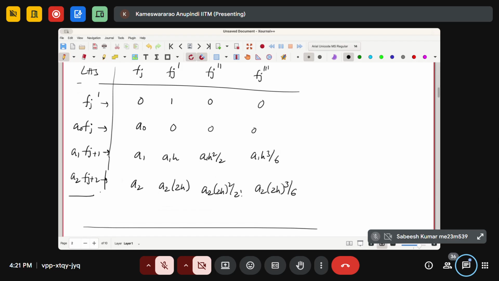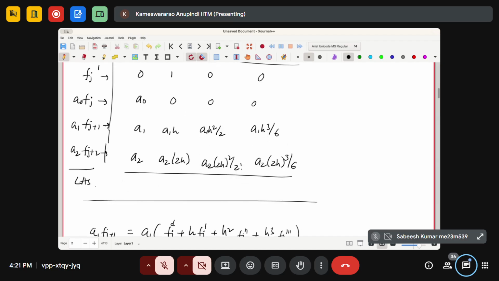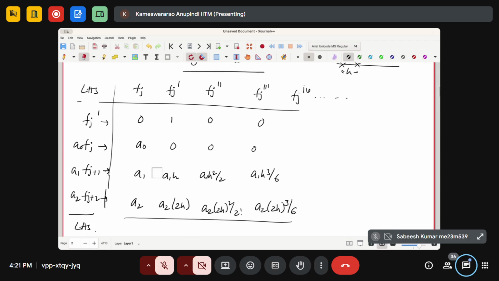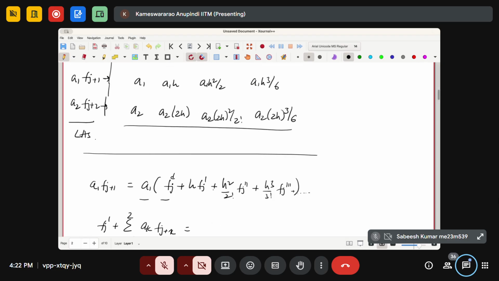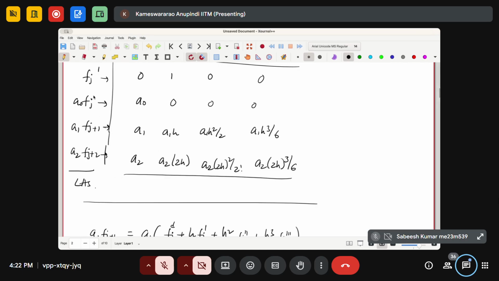Okay. So then if I want to equate the LHS to the RHS, essentially I have to sum all these things, right? Of course, there can be fj fourth derivative and so on, but we are not writing all of them. That means if I sum these columns and then sum these rows, then that is going to give me whatever is there on the LHS, right? So that means I can write my fj prime plus sigma k equals 0 to 2, ak fj plus k equals is on the left hand side, right? That is the sum of this entire column.